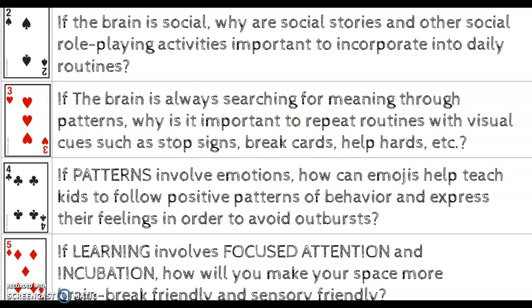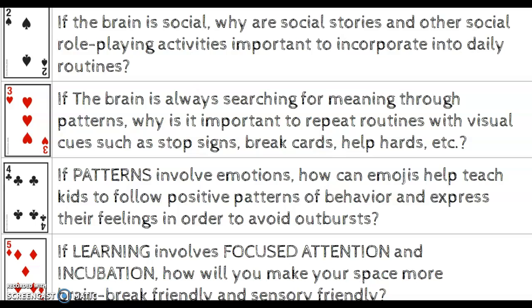And then the next question is the suit of hearts. If the brain is always searching for meaning through patterns, why is it important to repeat routines with visual cues such as stop signs, break cards, help cards, things like that? We talked about routines and how important routines are. These visual schedules, the visual cues that we can give the kids when the teacher jumps up and starts giving directions. And I want you to think about how many things in the day are just verbal prompts and verbal directions, and where can we add all of those visuals, because that's what we're talking about, that brain looking for meaning through patterns and wanting to see routines, rituals, schedules, what's coming next, when is this done, what's expected of me, when can I take a break.